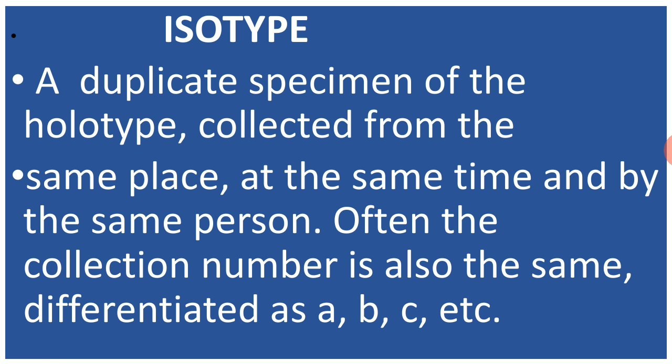Isotype. An isotype is a duplicate specimen of a holotype. Suppose someone has collected the original plant from that place, the author can collect another specimen from the same place, and these are the isotypes, iso meaning same, just like the holotype. Same person, same author, same locality, same date, it is the isotype. Often the collection number is also the same, but the difference between isotype and holotype is that isotype contains A, B, C, etc.